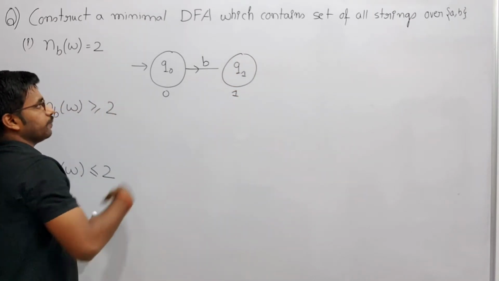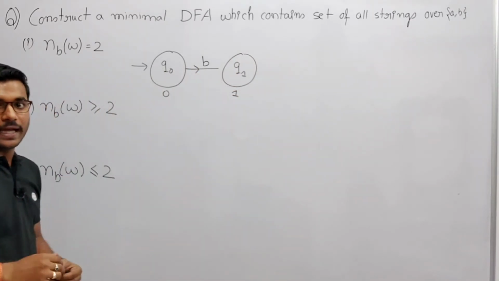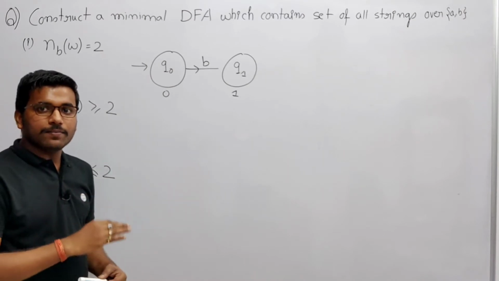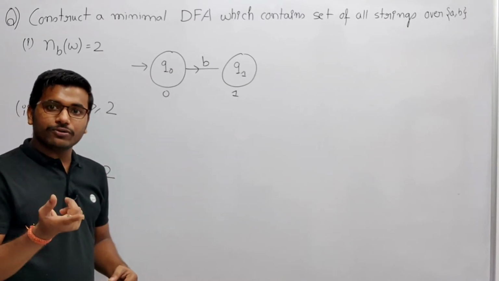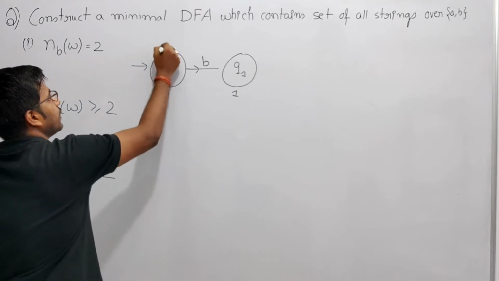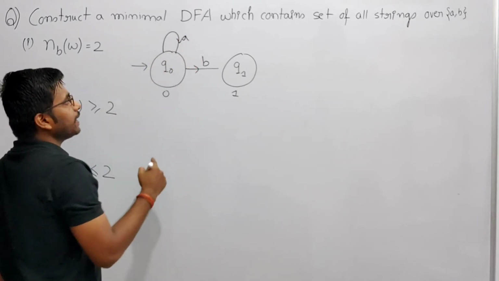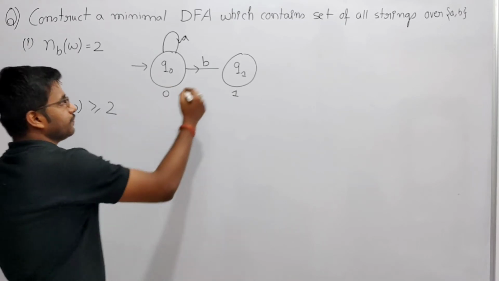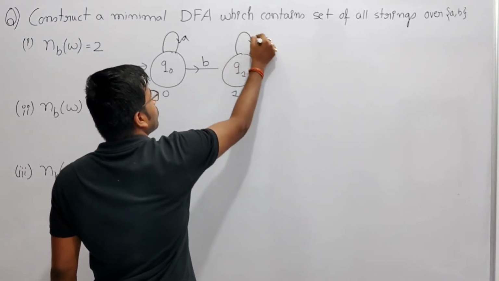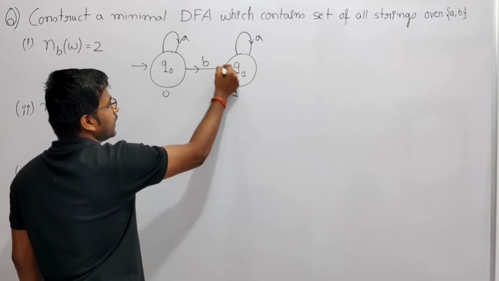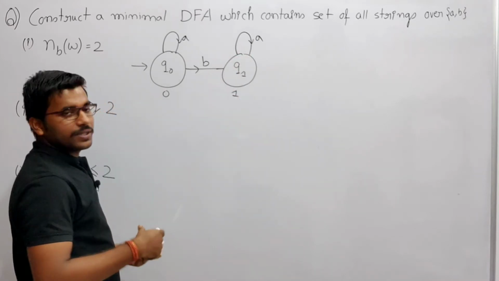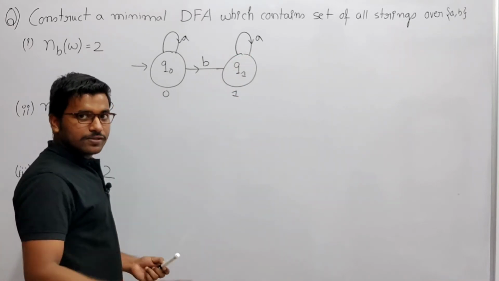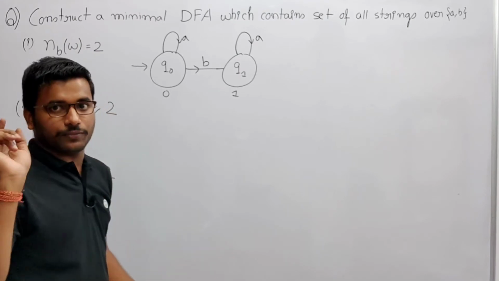Now before getting the first B, I can have any number of A. With any number of A, number of B is going to be 0. So I will keep a loop of A. As I have told you, when I am counting number of B, I will keep a loop of A. Now here also I will keep a loop of A, because after getting the first B, any number of A I am getting, number of B is going to remain the same. Any number of A is not going to change the number of B.